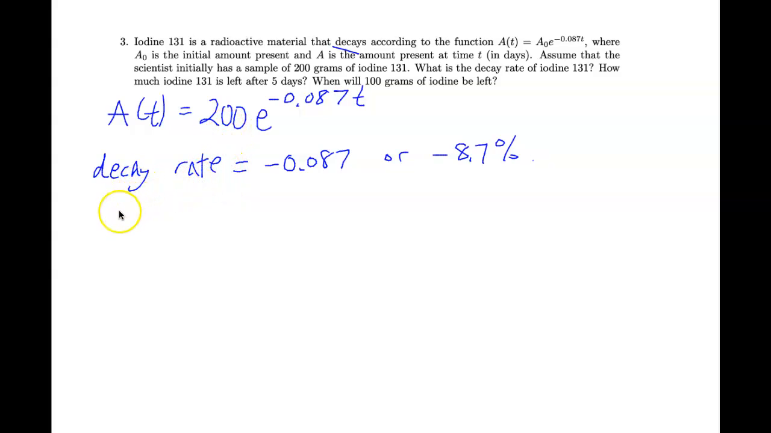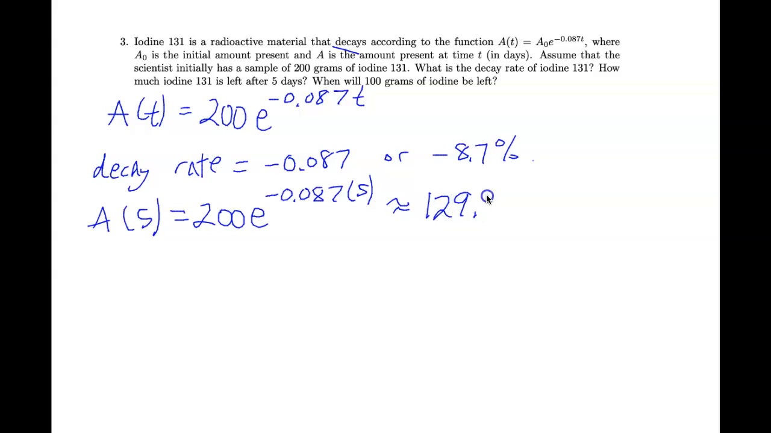The next question is, how much iodine 131 is left after 5 days? So T is representing the time in days, so we'll replace T with 5 in our function. This means we'll have A of 5 equals 200 times e to the negative 0.087 times 5. Punching this in our calculator, we'll find that this is approximately 129.45 grams.